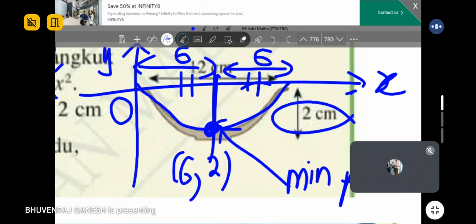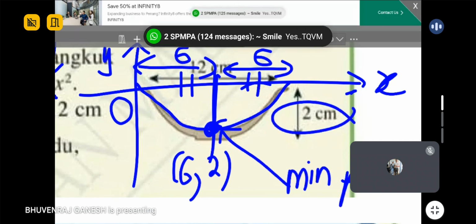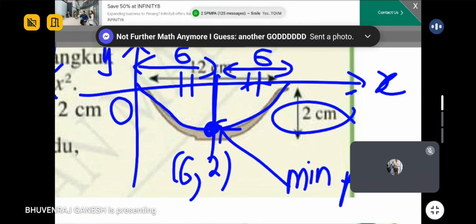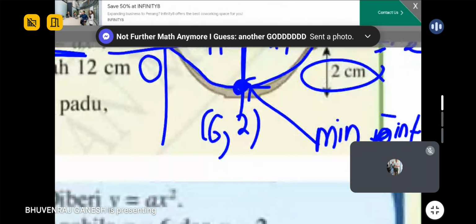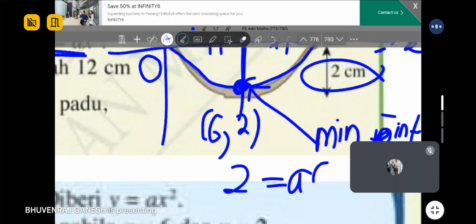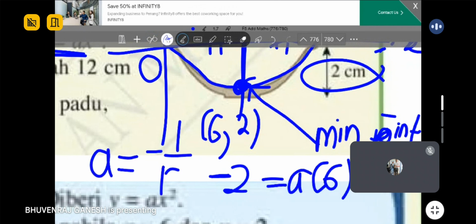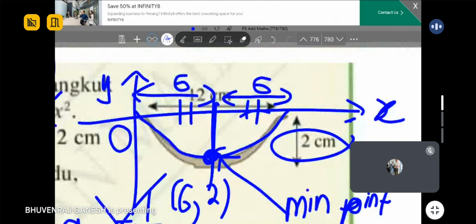And then 2 cm is the y-axis value. Okay, so now you try and see guys. 2 equals a times 6 squared. Do I get 1/18? Yes. Okay, you will get 1/18. If people ask me, if I put negative, right? Guys, if you use negative, your a value, you will get negative 1/18, which is wrong. Why wrong? Kenapa a negative salah?